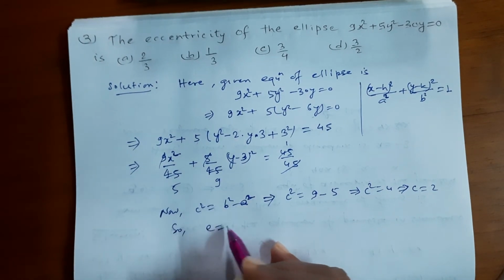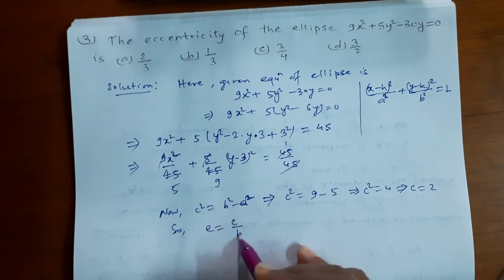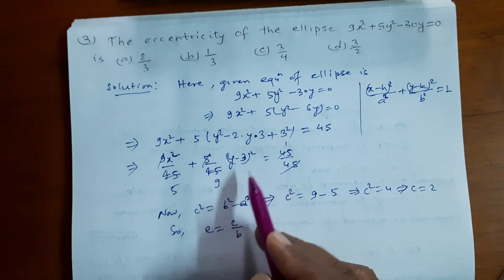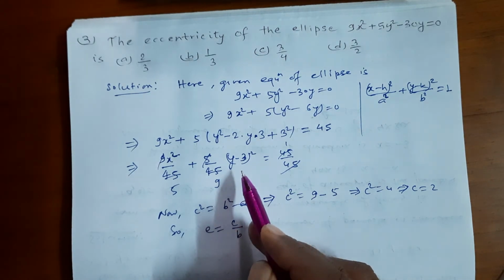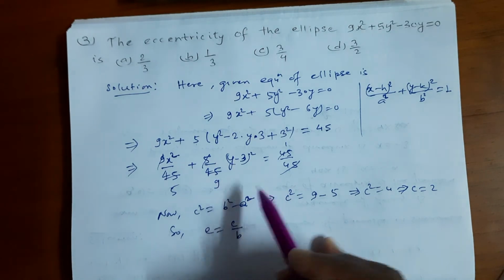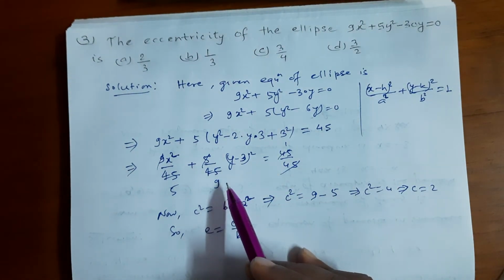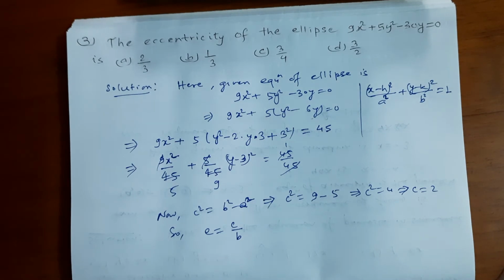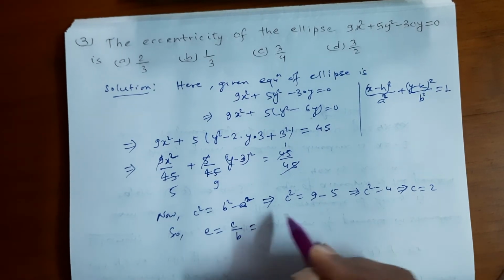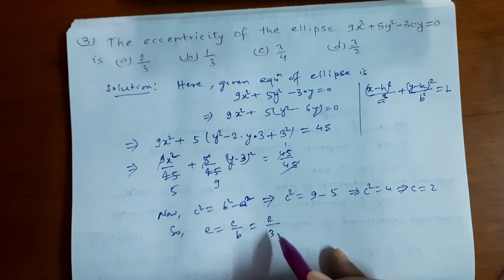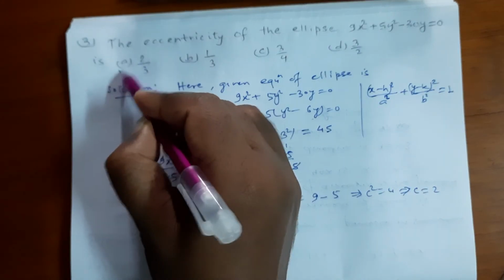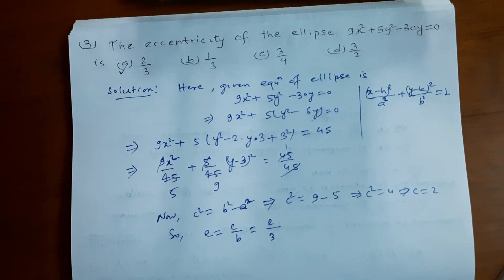So eccentricity formula is c over b. If b is bigger than a, major axis is parallel to y-axis. So here c value we have got 2, and then b value, square root of 9. b square is 9, square root of 9 is 3. So the correct option is A. Okay. In this way we have found out the eccentricity value.